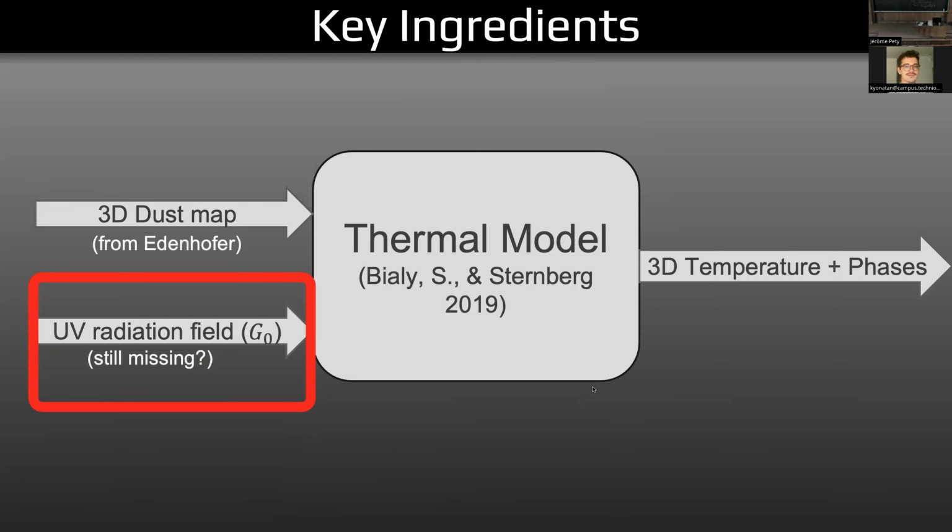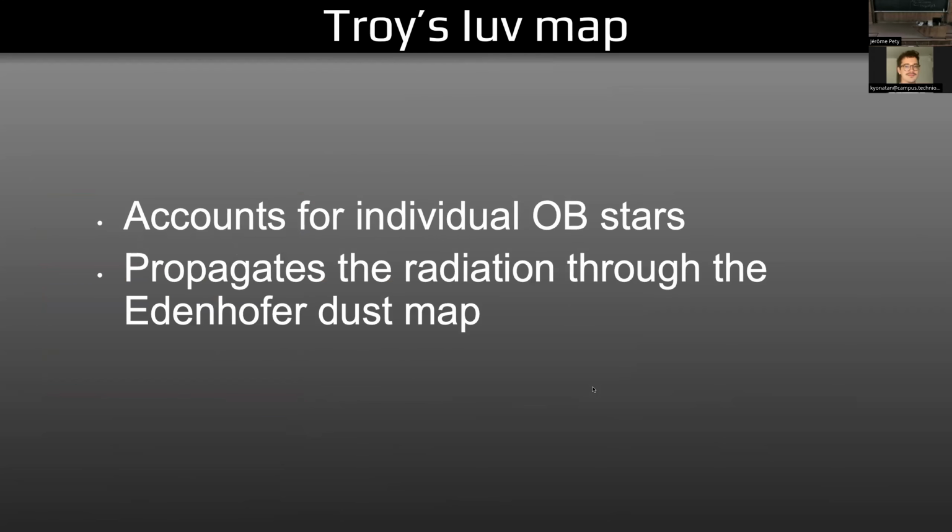But the problem is that the modern strategy is to apply the UV radiation field as a parameter in the system. And that's not exactly what we wanted to do for a couple of reasons. First of all, it misses small structures and it tends to underestimate or overestimate the WNM phase. But fortunately, one of the authors of the paper decided to account for each individual OB star and radiatively propagate it through the Edenhofer map, using the luminosity assigned by catalog values.